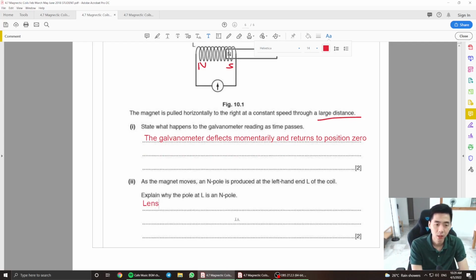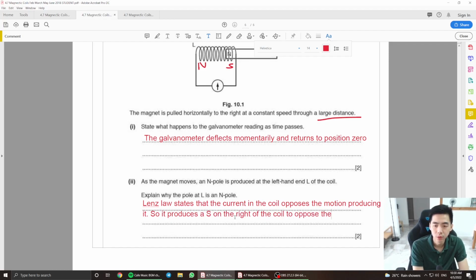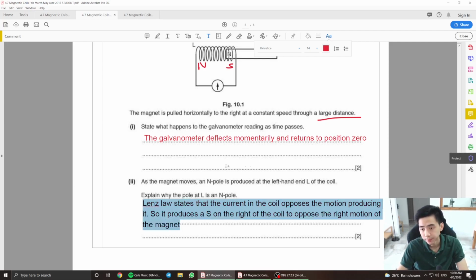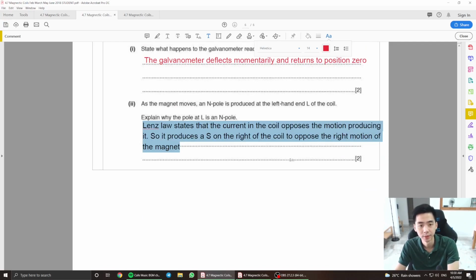Basically, you're supposed to say that Lenz's law states that the current in the coil opposes the motion producing it. So it produces a south on the right of the coil to oppose the right motion of the magnet. Okay, you're supposed to write something like this here.